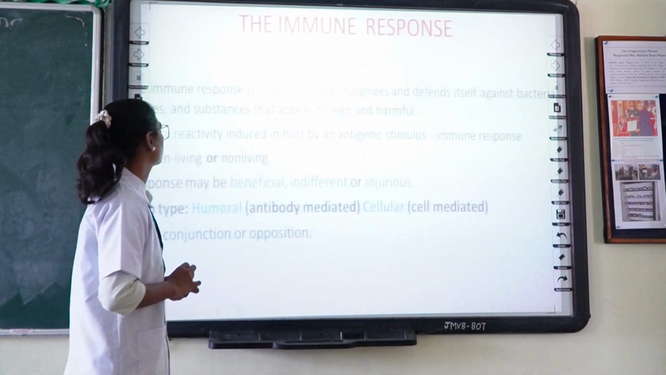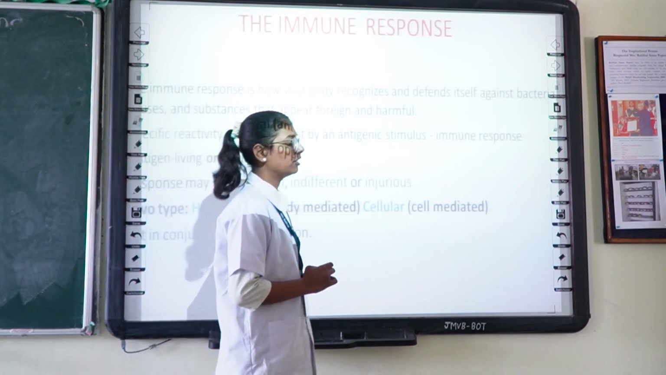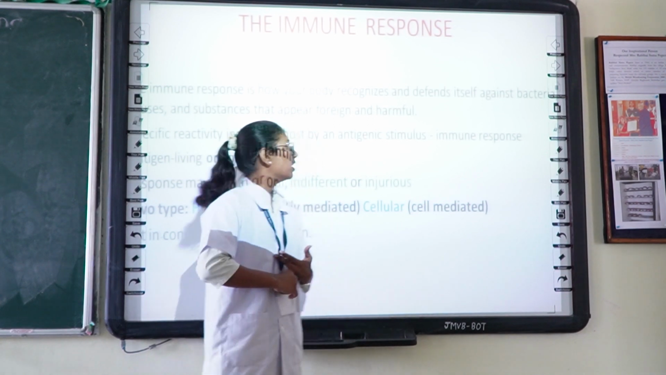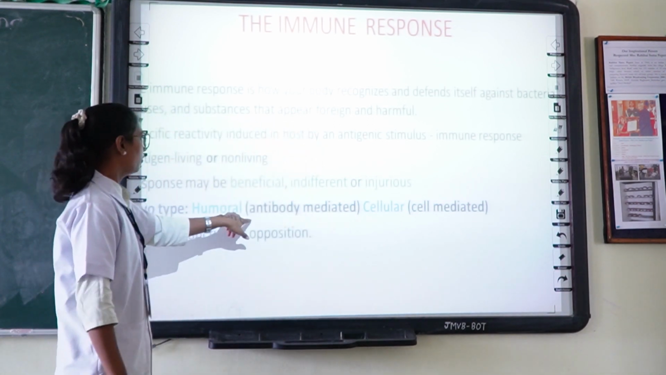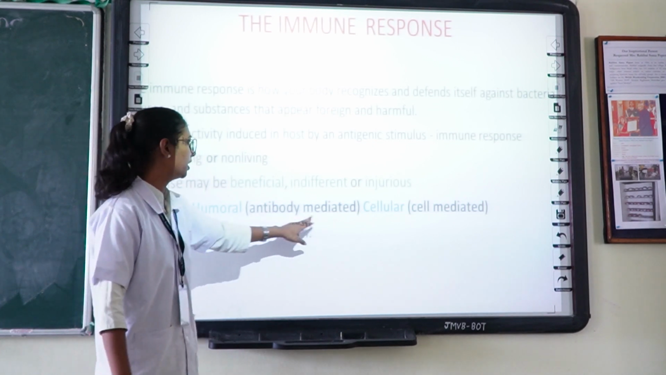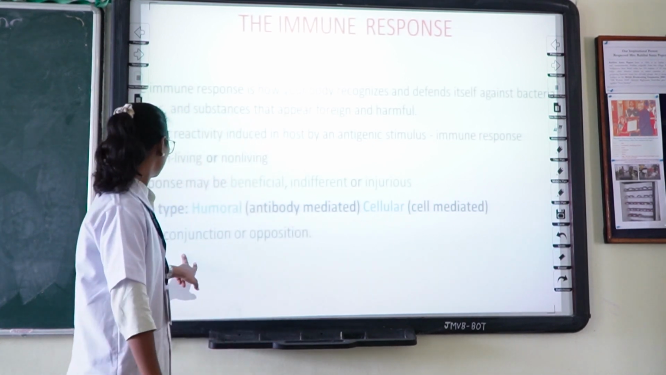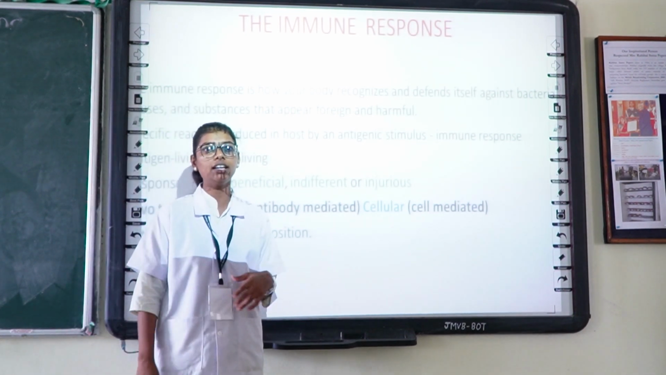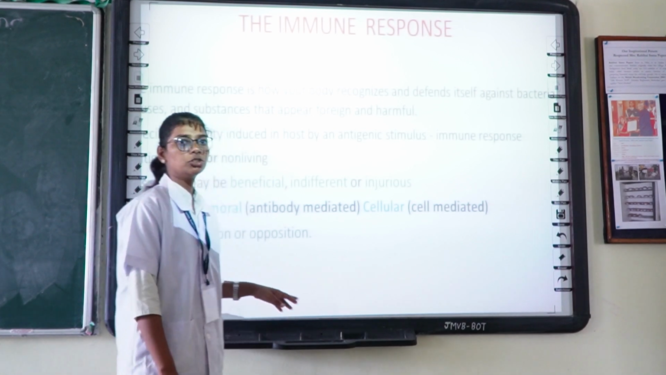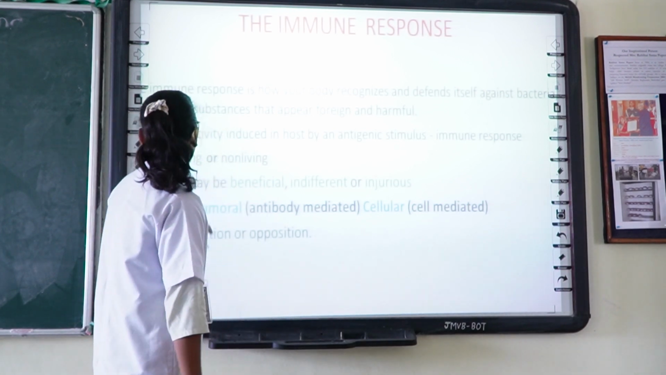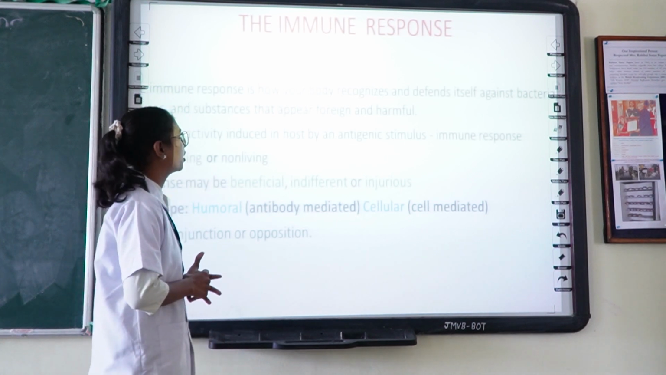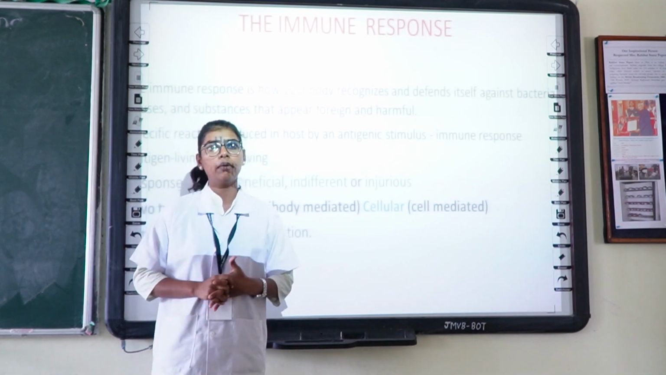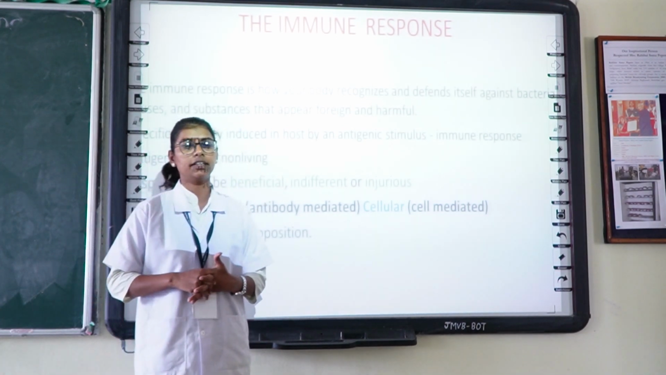We will see the immune response. Immune response is none other than the defense that the body actually acquires, in which there are also two types: humoral, which is also known as antibody mediated, and cell mediated. Humoral and cell mediated act as conjugated and opposite. Immune response is how our body recognizes or defends against bacteria or substances that appear foreign or harmful. Next slide.